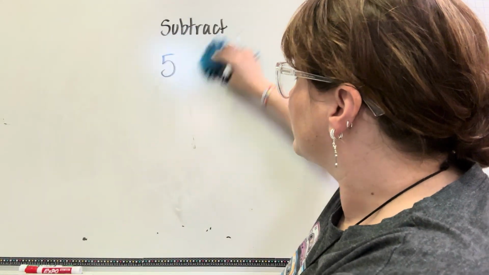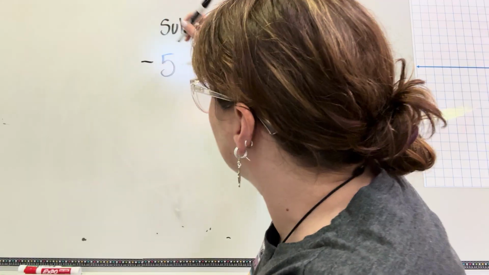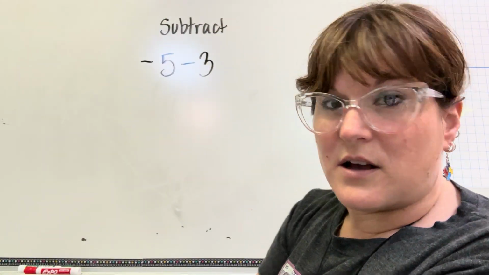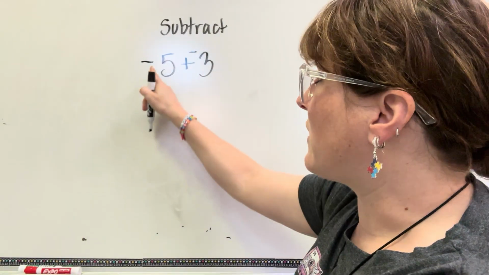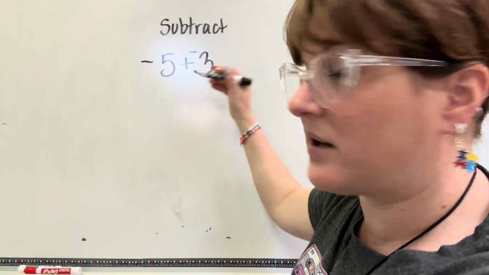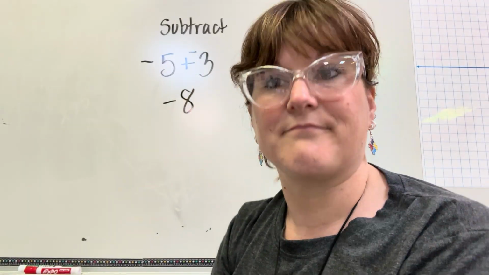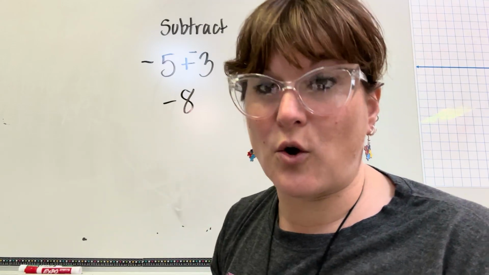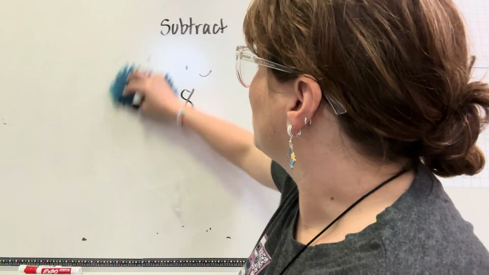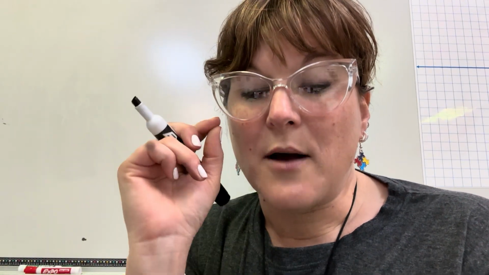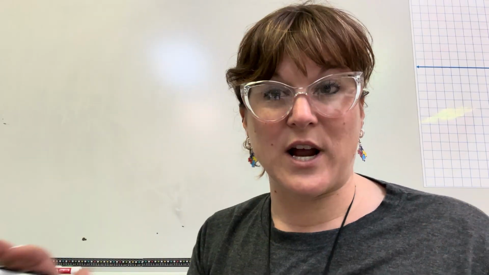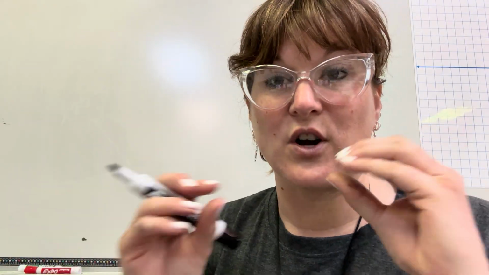Now, playing around with these same numbers, if I have negative 5 minus 3, I'm going to keep, change. So now I have negative 5 plus negative 3, and that's negative 8. So you have to make sure you know these different rules with integers. This is not the same as multiplication. Multiplying and adding and subtracting are not the same rule as far as the sign.